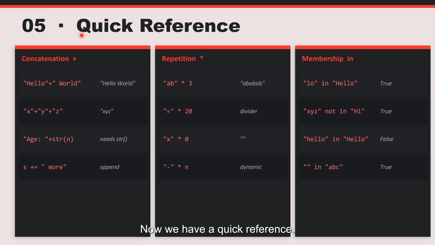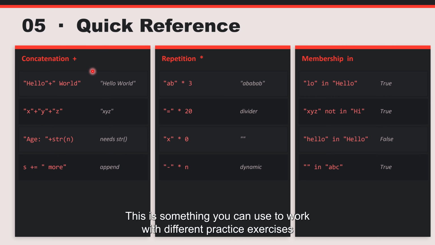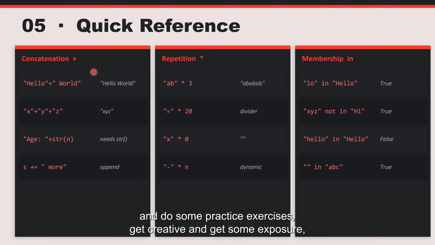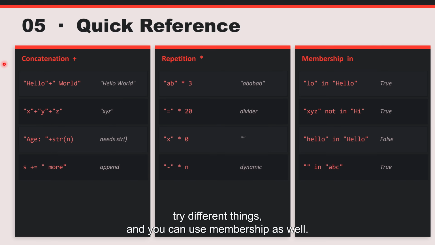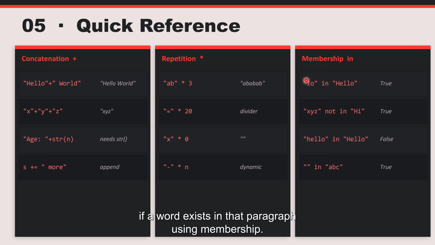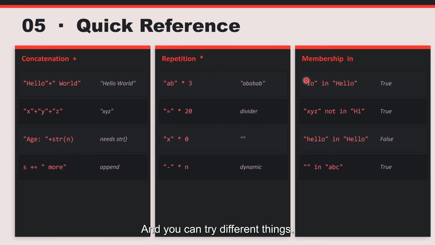Now we have a quick reference. This is something you can use to work with different practice questions, exercise your inner creativity, and make different things. You can make designs using repetitions, you can concatenate different words and try different things, and you can use membership as well. Copy a paragraph from Wikipedia and search if a word exists in this paragraph or not using membership in, and you can try different things. Just be curious and learn how to work with these things.